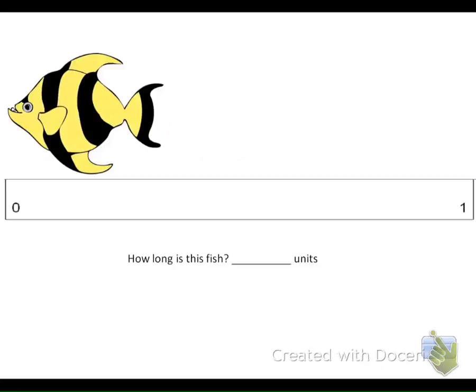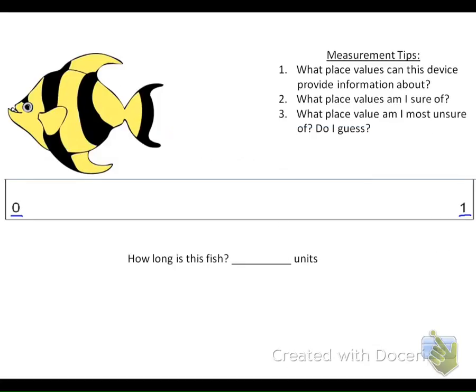You can see that this ruler is just 0 to 1 with nothing in the middle. Now, when we measure, we have some tips to help us. These tips are really what making a measurement is all about. So we answer these questions.